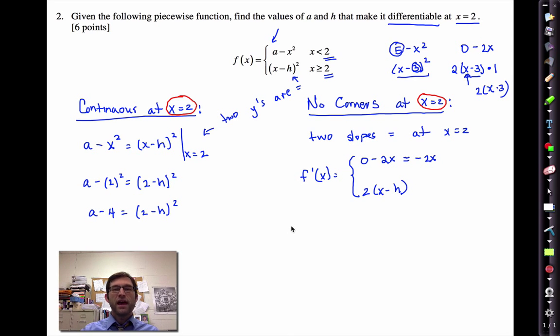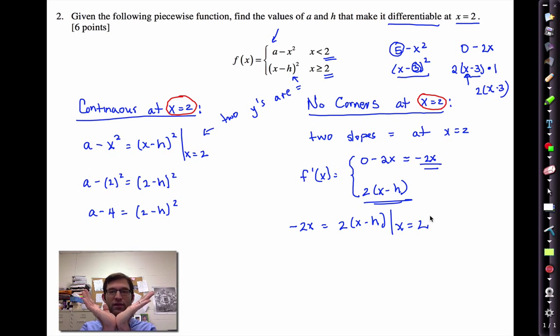All right. The key now is I need to set negative 2x equals 2 times x minus h. Those two slopes must again be equal at the cutoff point, otherwise we get a corner. That's what makes a corner, the fact that the slope from one side isn't equal to the slope from the other side. Think about the absolute value, right? Slope of 1, immediately transitioning to a slope of negative 1. They don't meet at x equals 0. Anyway, this is where a lot of people failed to plug the x equals 2 in, and it really just threw them off to no end.